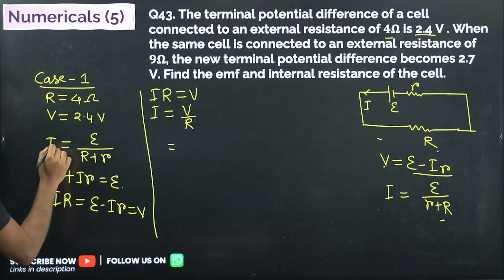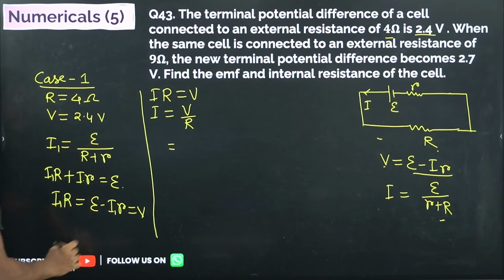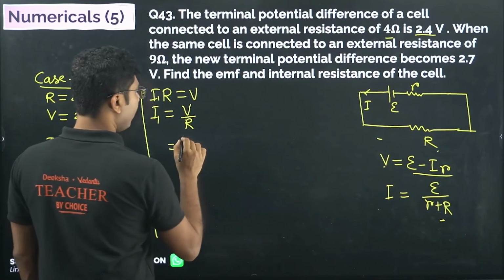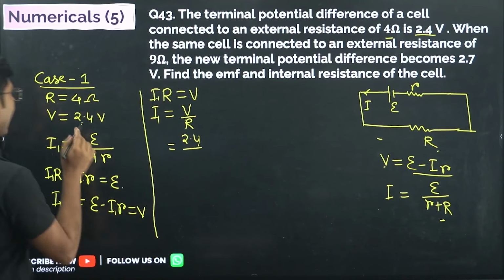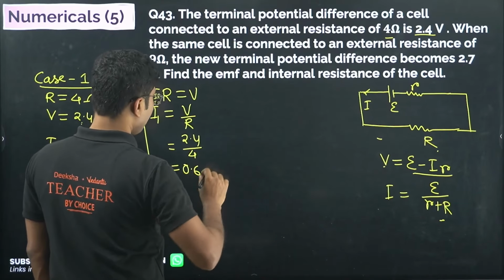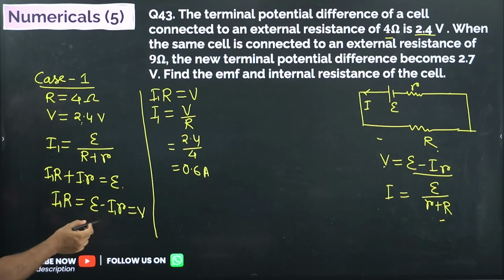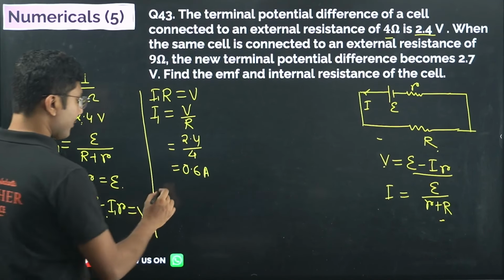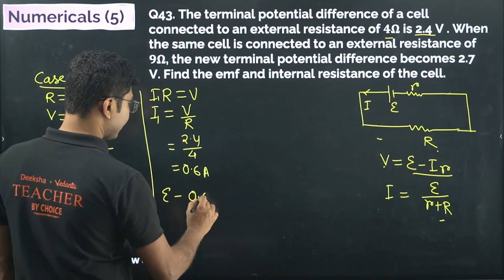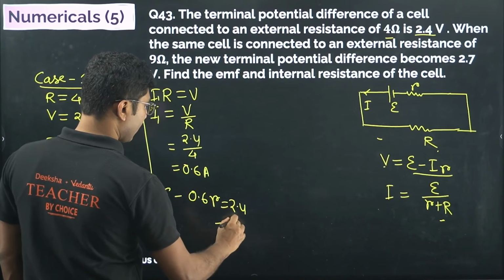So the current, let's say this is I1, and we get the terminal voltage 2.4 and resistance 4. So this is 0.6 ampere. So we have calculated I1. Again we can use this equation: epsilon minus 0.6 small r equals 2.4. This is our equation number 1.